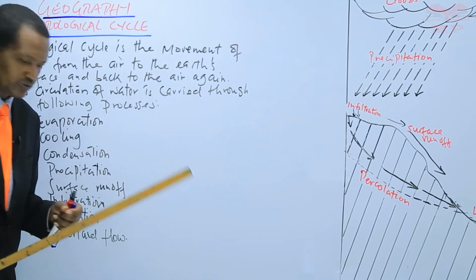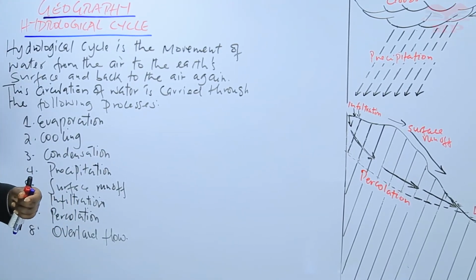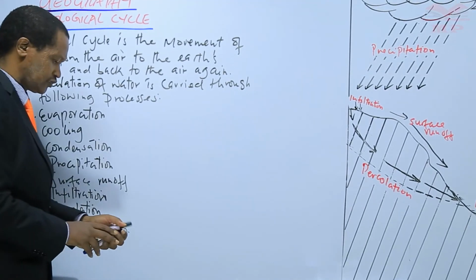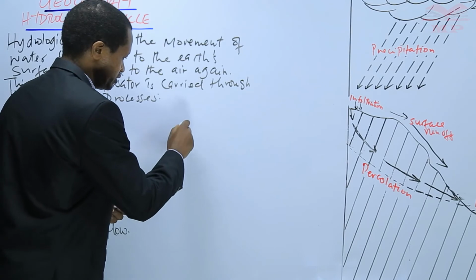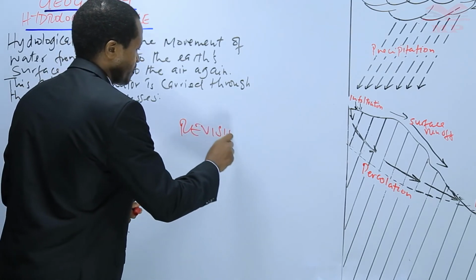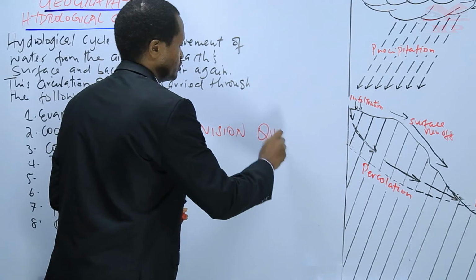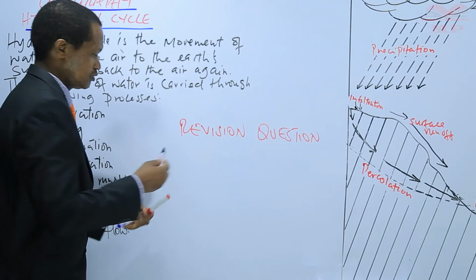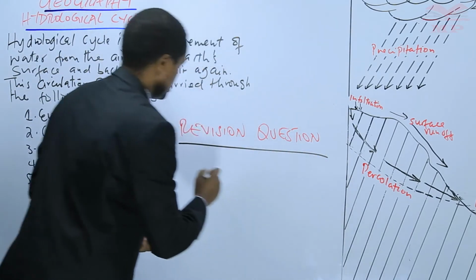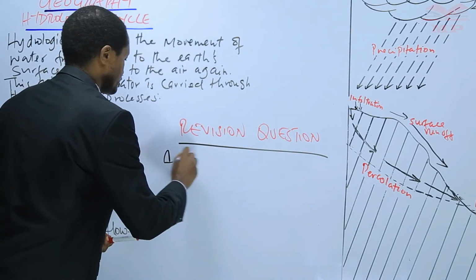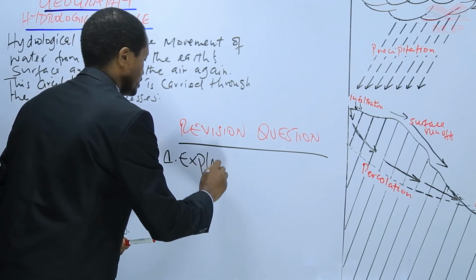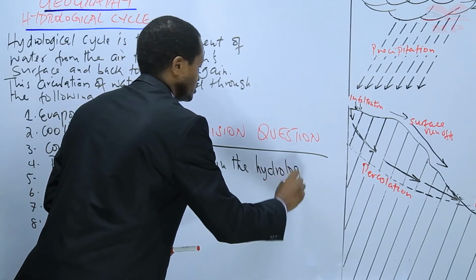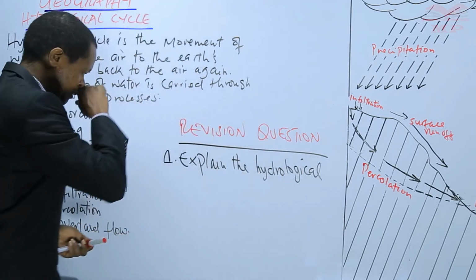So I'm going to give you a question. Just one question for your assignment, learners. I'm calling it revision question. Number one, explain, it's just one. Explain the hydrological cycle.